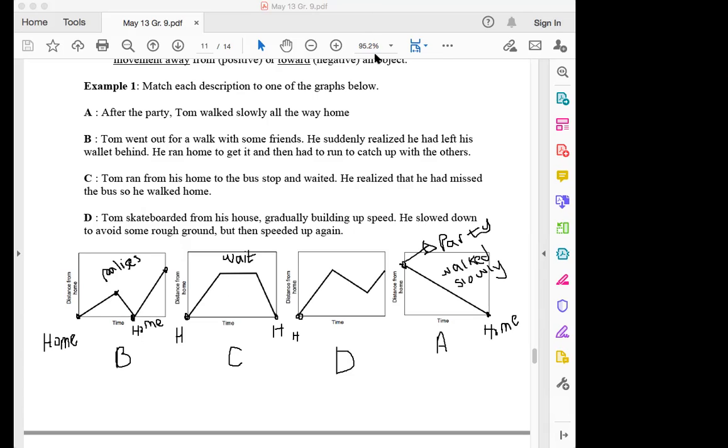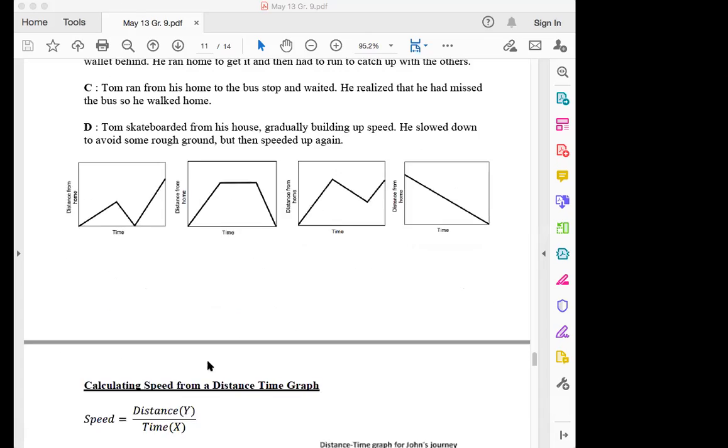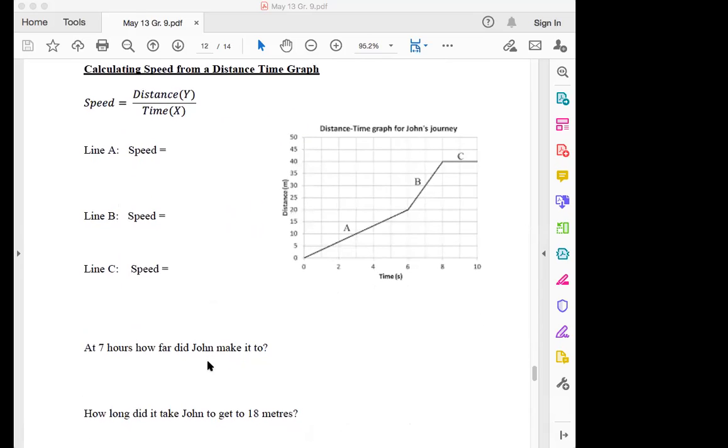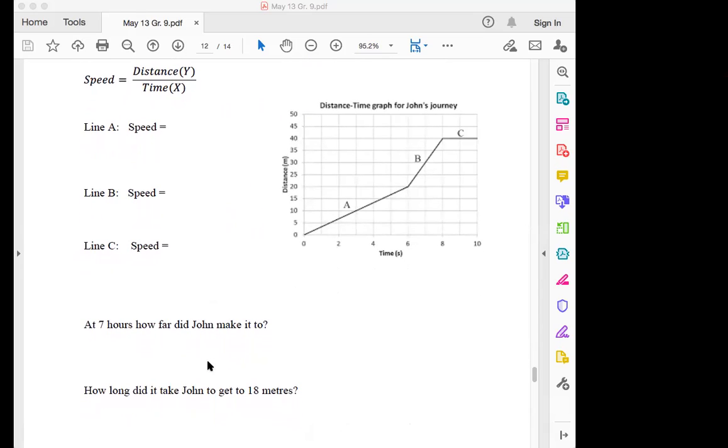Okay, so I'm going to clear that, and we're going to look at how to calculate speed from a distance time graph. Our formula for the speed is distance divided by time. So if we look at A here, we have line A, so we have this to here is our A value.